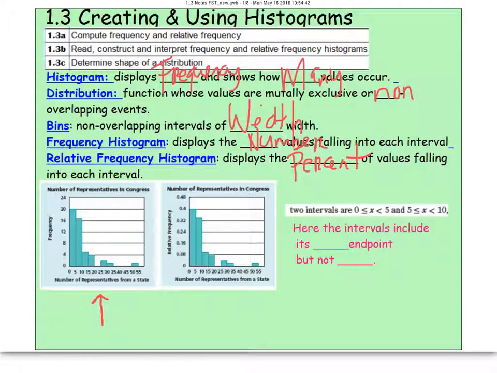Now each graph is unique. You have to read the directions on how the bins are associated with each other. It says here the intervals are x from 0, and it includes 0 but goes just up to 5. Then the next interval includes 5 and goes right up to 10. So here we would say that the interval includes the left endpoint but not the right. And again, it's unique to each problem you look at.